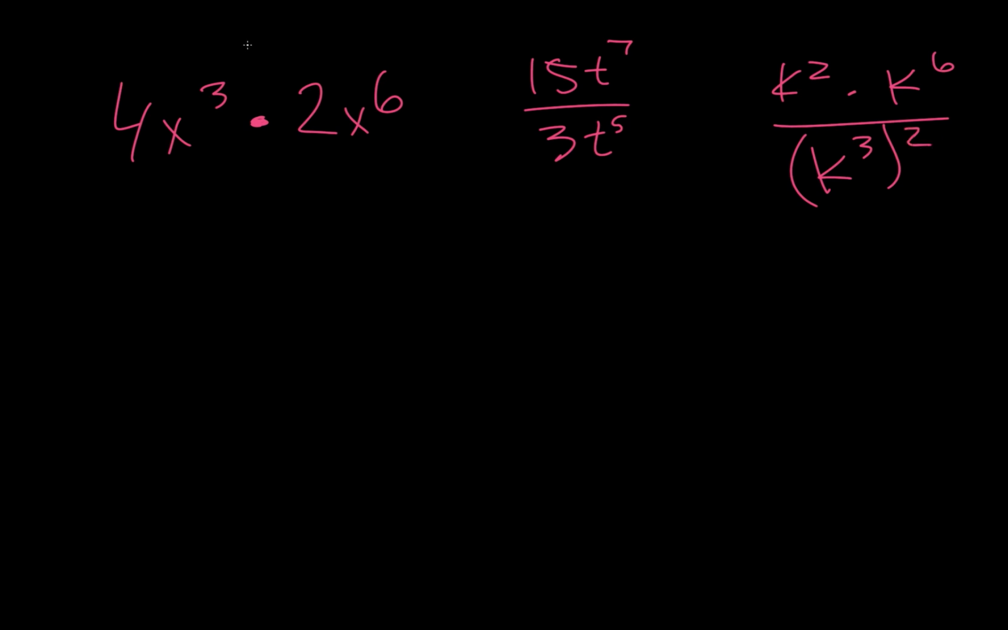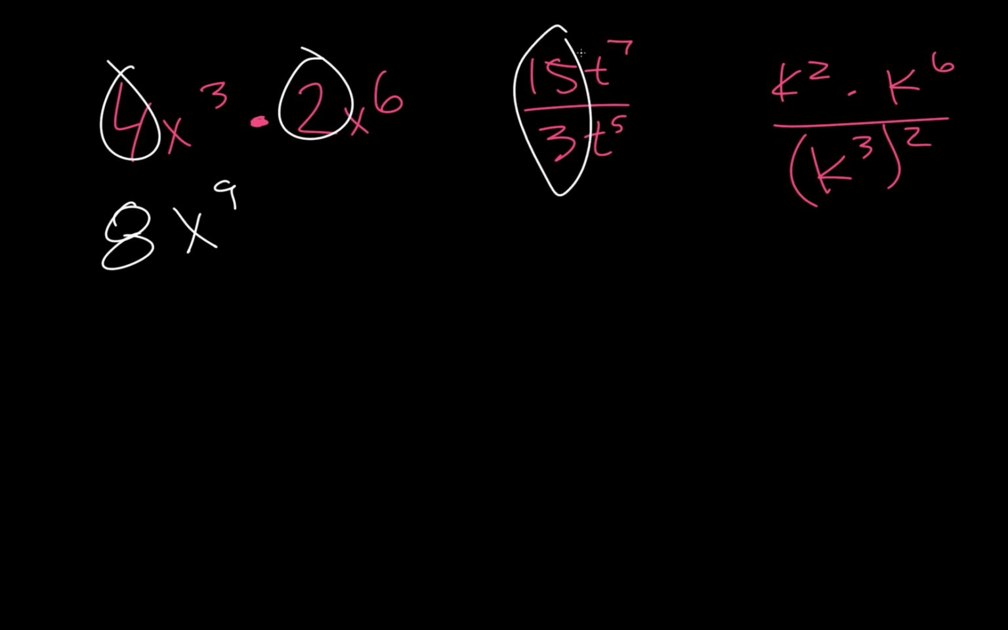Okay, so we need to simplify using the laws of exponents. So we're just going to multiply these together. So we can just multiply the 4 and the 2, we get an 8. And then when we multiply the x's together, we need to add them. And so that's why we get x to the 9th. Right here, these two, we can just divide. 15 divided by 3 is 5. And then the exponent rule is to subtract. So 7 minus 5 is 2.